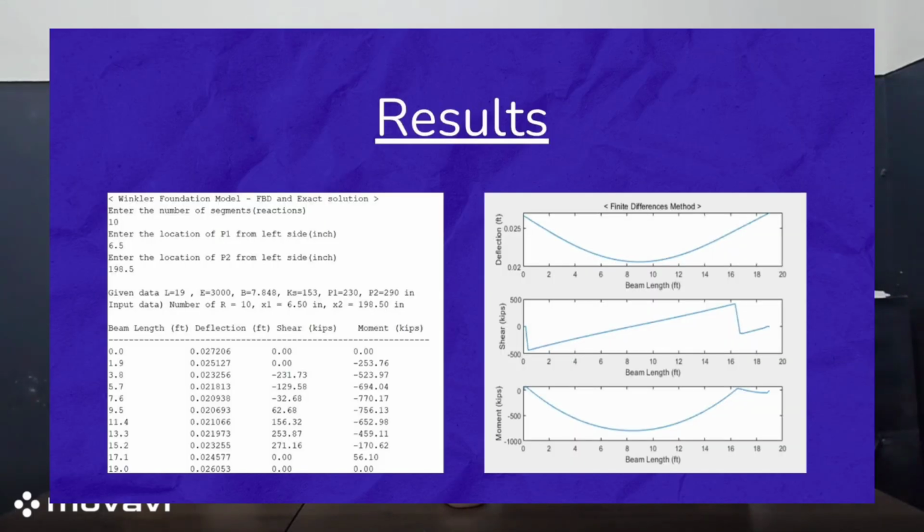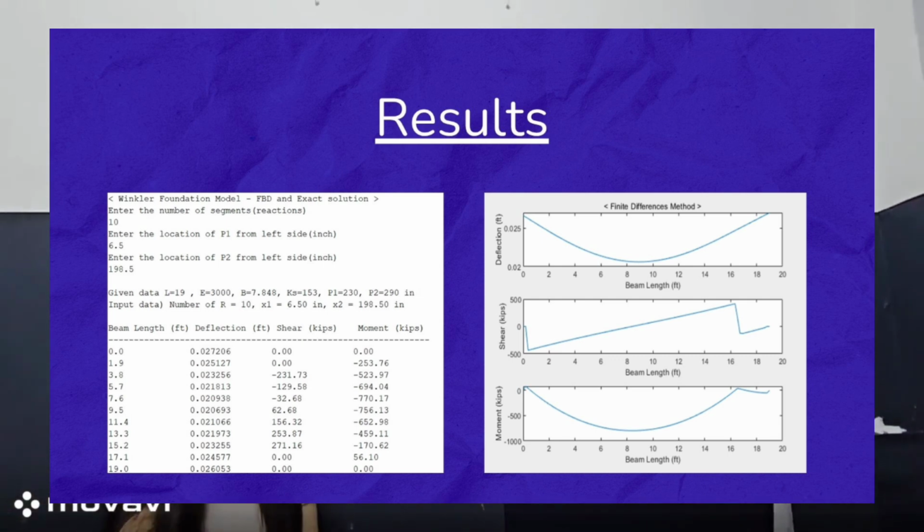Here's the result table showing deflection, shear, and moment values for each segment. For instance, the maximum deflection is around 0.025 feet near the center of the beam. Shear force and moment values vary across the beam, reflecting the location and magnitude of the point load. We also plotted these results for clear understanding.